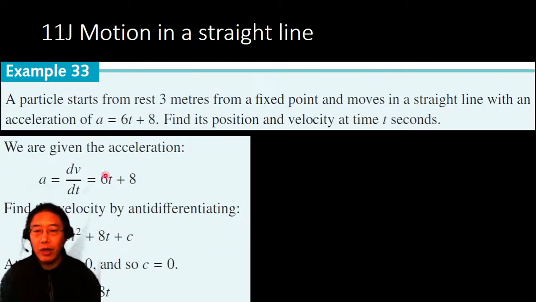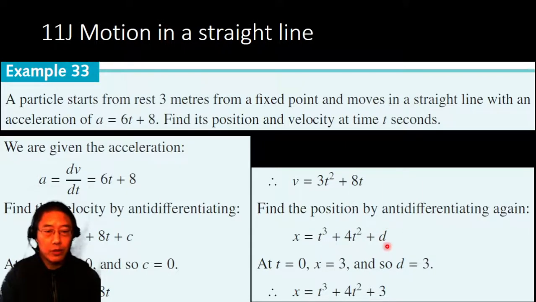Let's look at this. So you have your acceleration, you anti-differentiate once. You use the preconditions: it tells you at the start you are 3 meters from the fixed point, so x equals positive 3, but because it starts, its velocity is going to be 0 when t equals 0. So you use that and we get the rule for v. Now we can anti-differentiate that to find the position function with a new constant, and we know at t equals 0, x equals 3, so we get the final rules.